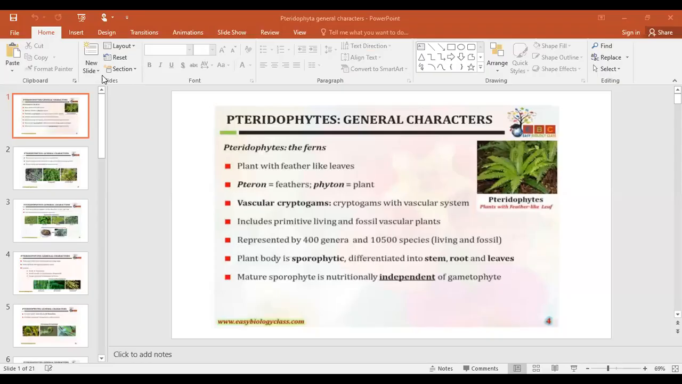So, till yesterday, we have completed the bryophyta type studies. Today onwards, we'll start with the pteridophyta. Before that, we'll start with the general characters of pteridophyta. What are the common characters you observe in all the pteridophyta groups? In that, we'll start today. Okay, fine. I'm starting to share my screen. I'm just making it a slideshow.